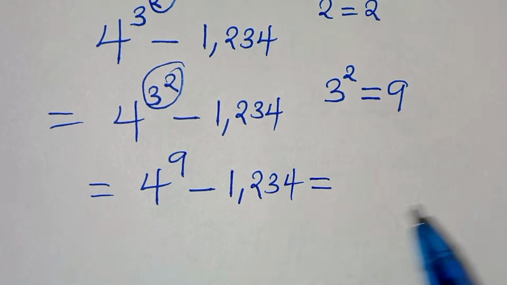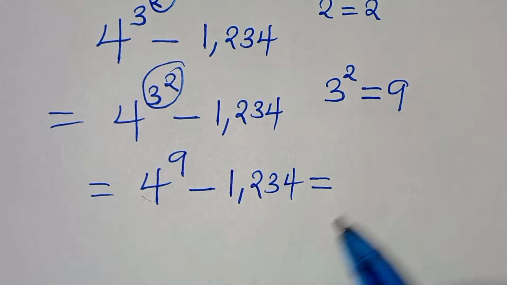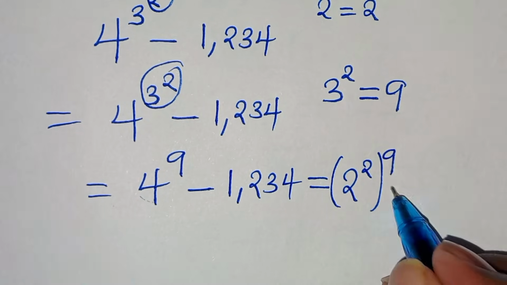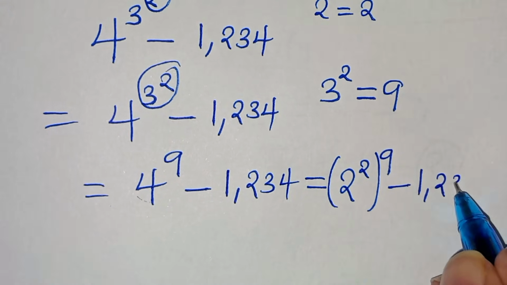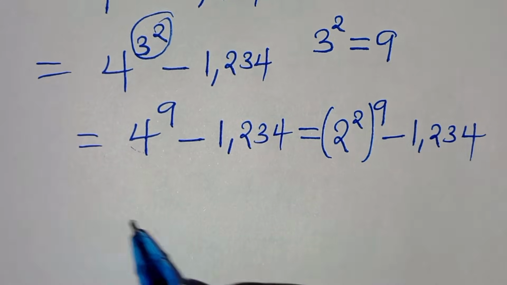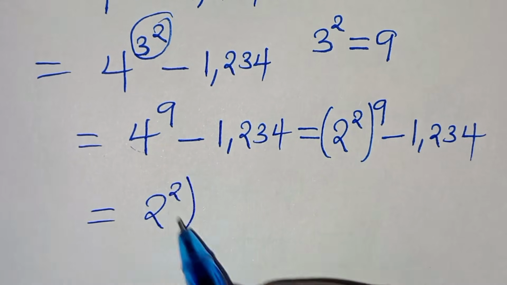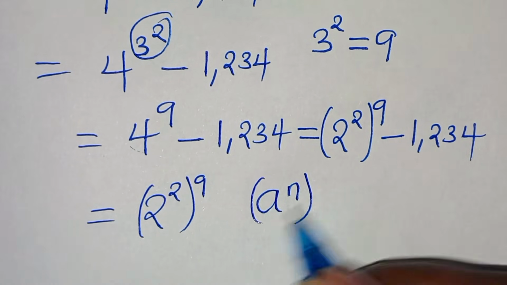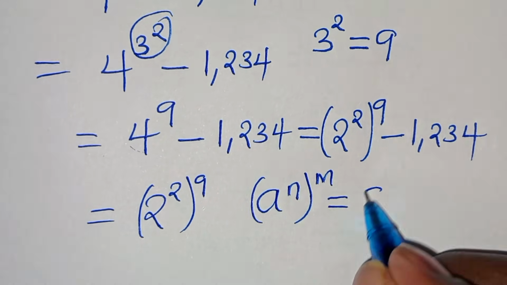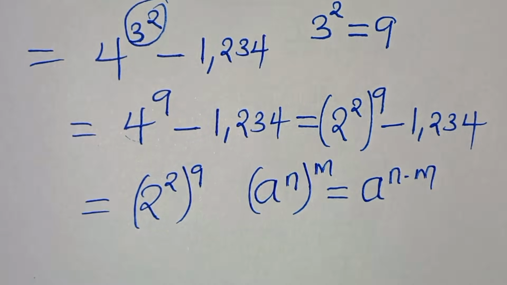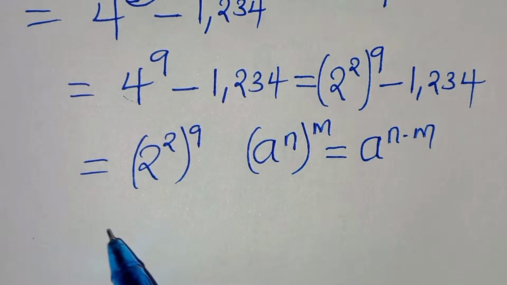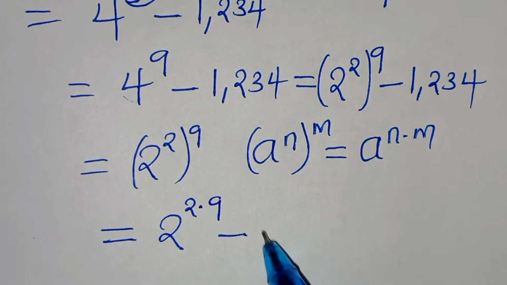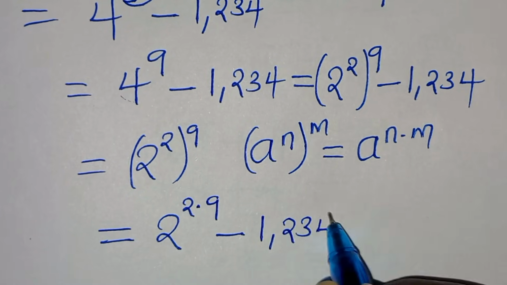Now, this implies that we can express 4 to the power of 9 as 4 is 2 to the power of 2, raised to the power of 9, subtract 1234. So 2 to the power of 2 raised to the power of 9 is in the form of a to the power of n raised to the power of m, which we can express as a to the power of n times m. Applying this exponent property, we have 2 to the power of 2 times 9, subtract 1234.